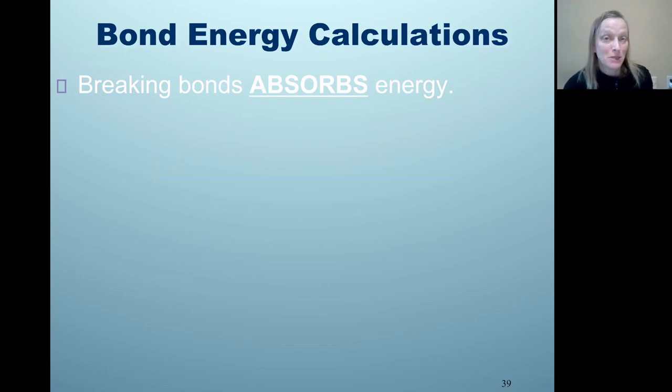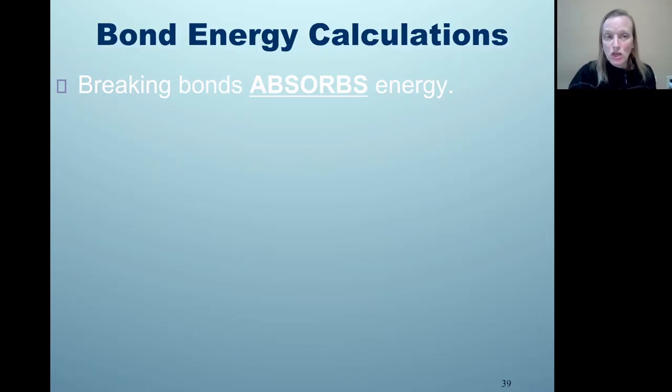Now that we've talked about combustion reactions, I want to talk about how we can calculate how much energy is released in a chemical reaction or absorbed. But first, I want to review what we've learned about endothermic and exothermic reactions. So, breaking bonds absorbs energy.